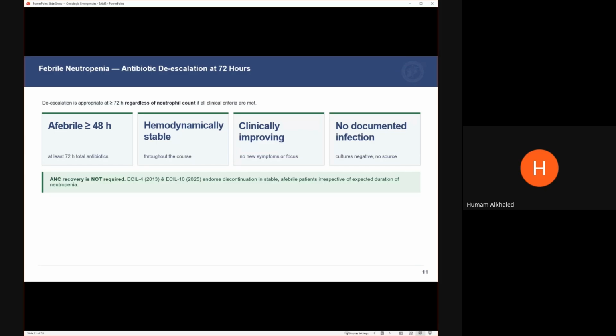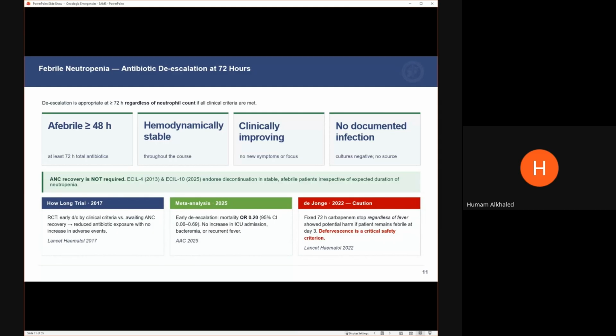First, they need to be fever-free for at least 48 hours, with at least 72 hours of antibiotics. Vital signs stable throughout and clinically improving, so no new symptoms or focus of infection. Blood cultures have been negative and no identified source. That's when it's safe to de-escalate from IV to oral antibiotics.